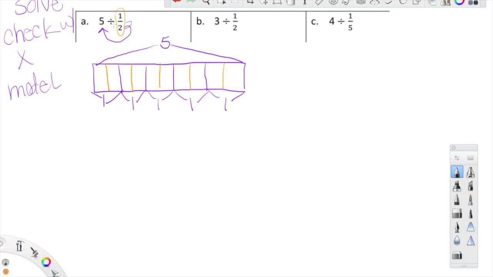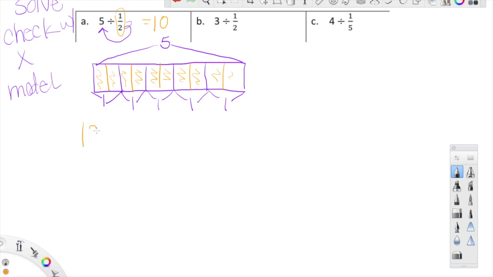So 5 divided by 1/2. How many halves live inside of 5? Well, let's just count. 1, 2, 3, 4, 5, 6, 7, 8, 9, 10. 10 is our quotient. 5 divided by 1/2 is 10.